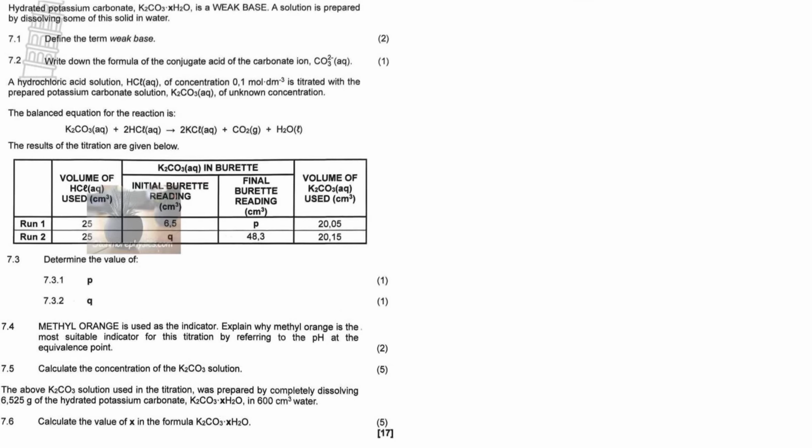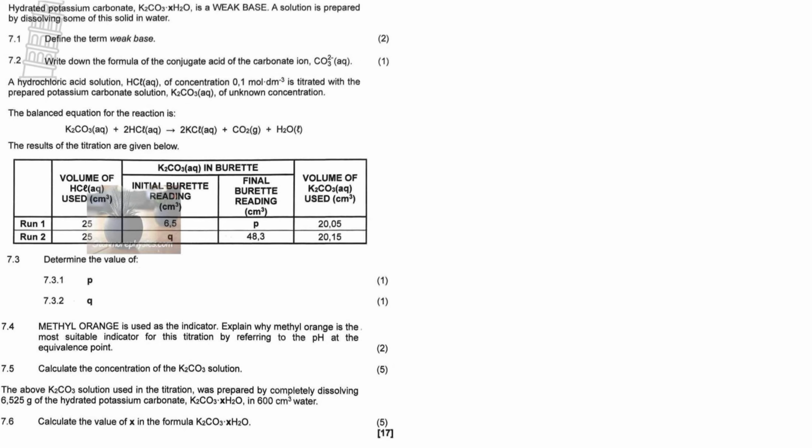Hydrated potassium carbonate, K2CO3.XH2O, is a weak base. A solution is prepared by dissolving some of the solid in water. We leave out 7.1. 7.2 reads, write down the formula of the conjugate acid of the carbonate.